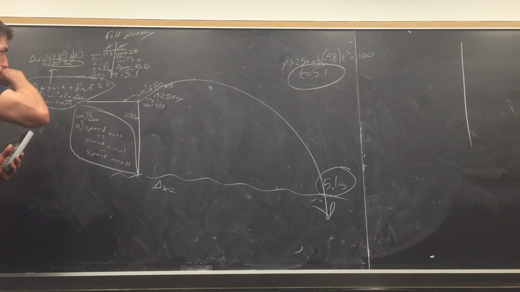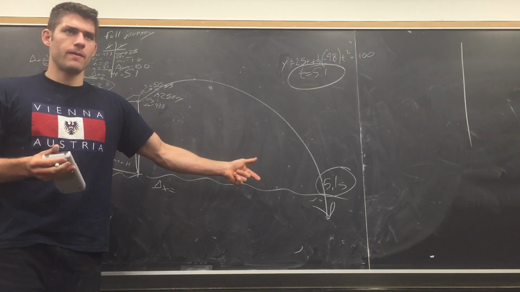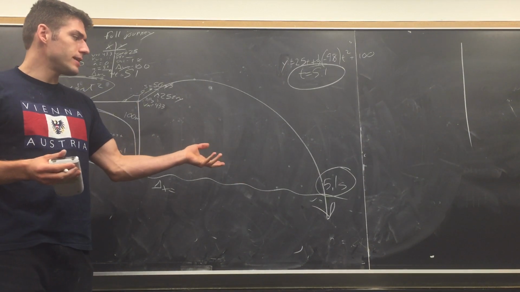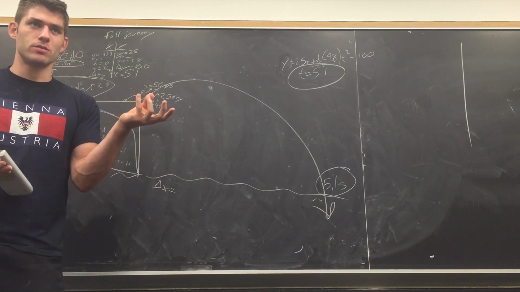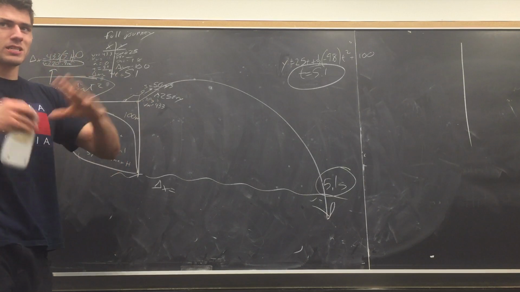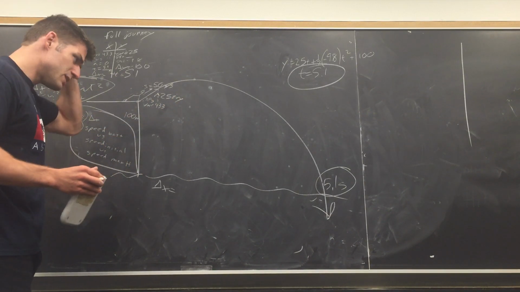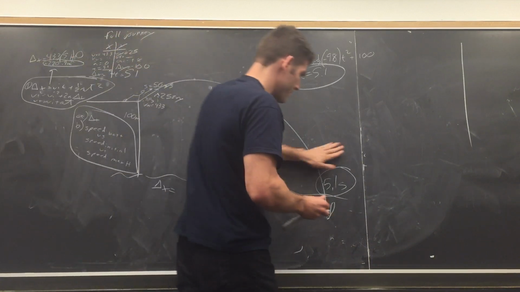They want the speed that it hits the ground. Speed implies hypotenuse. So okay, this is the answer to A. Now, this honestly would just be one question, but let's say it had been a different question. Part B. The speed that it hits the ground.